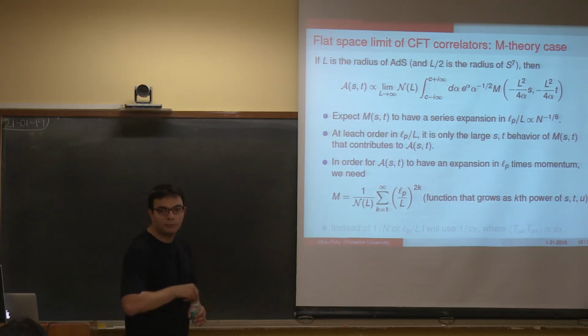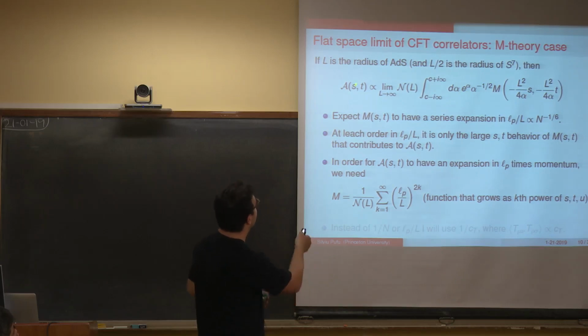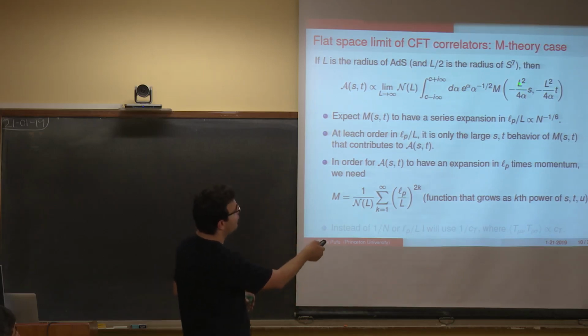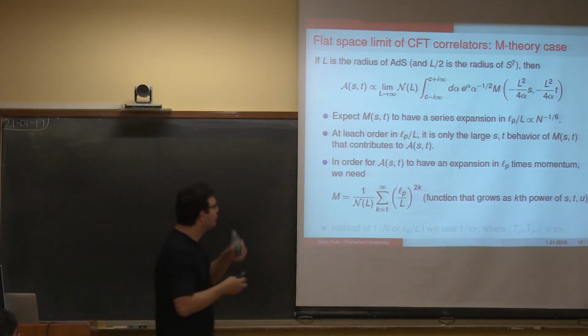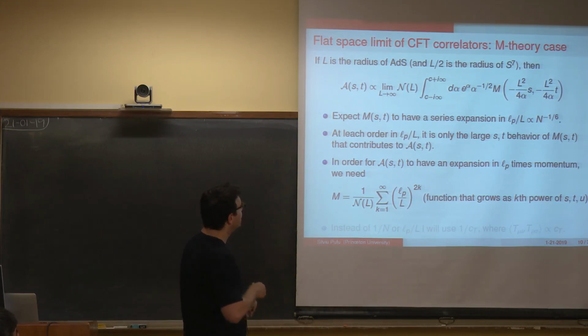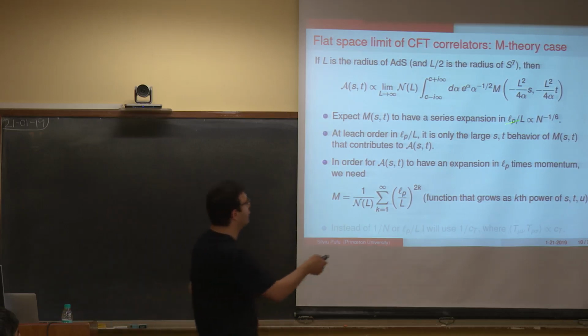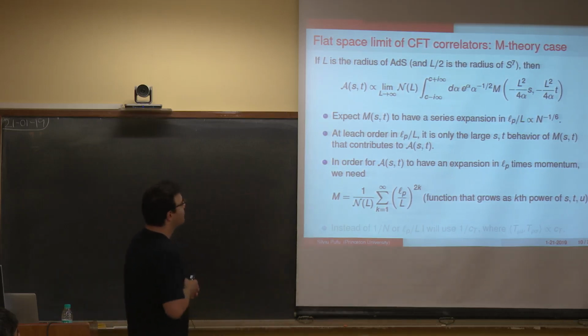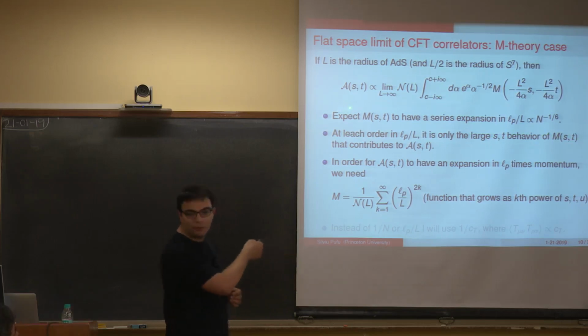Does this give an exact answer, or just the large s, large t limit? It is large s, large t, because L appears in here, so if I take L to infinity, just the leading power in s and t is going to contribute. So we expect m of s and t to have a series expansion in 1 over n, or in L Planck over the radius of AdS. And at each order in this expansion, it's only the large s and t behavior of this Mellin amplitude that contributes to the scattering amplitude, as I said before.